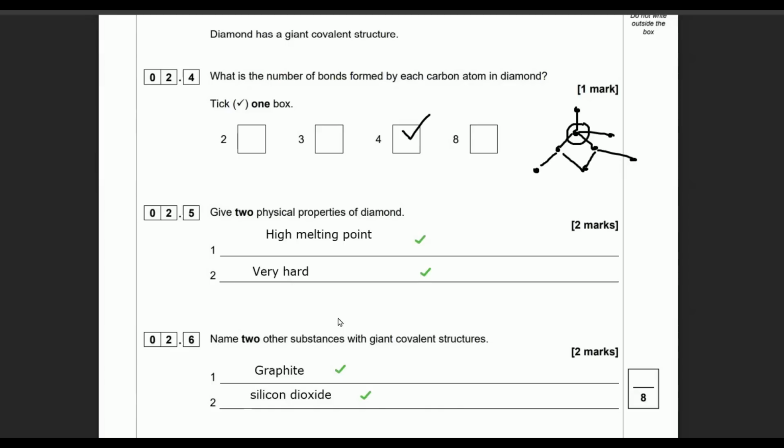If you didn't get it right, what are you doing just sitting there? Grab a little revision card, write down, name the 3 giant covalent structures: graphite, silicon dioxide, diamond, and pin them up somewhere. Make sure you revise it before the exam in a few weeks.